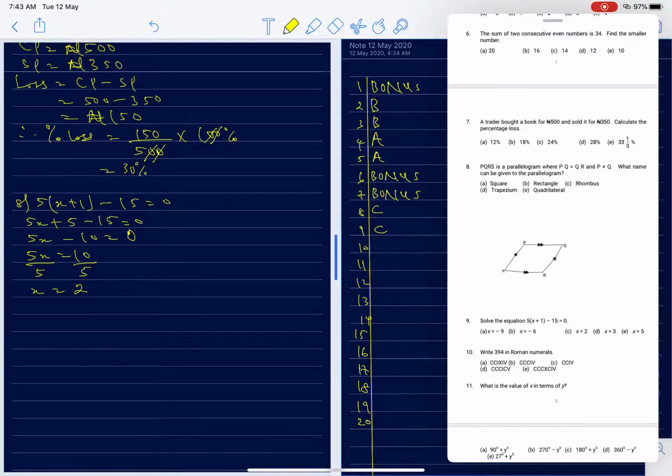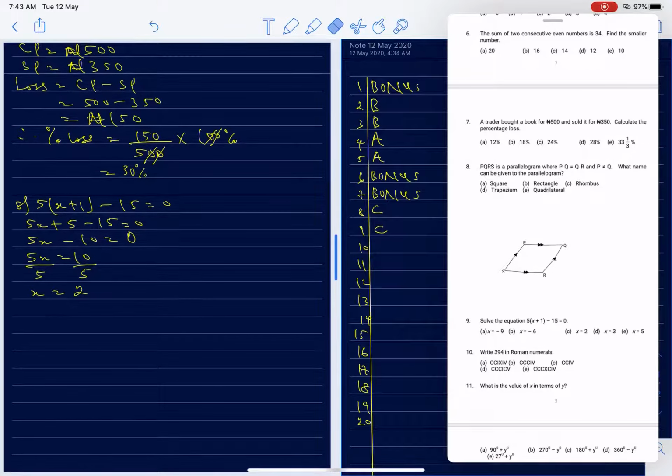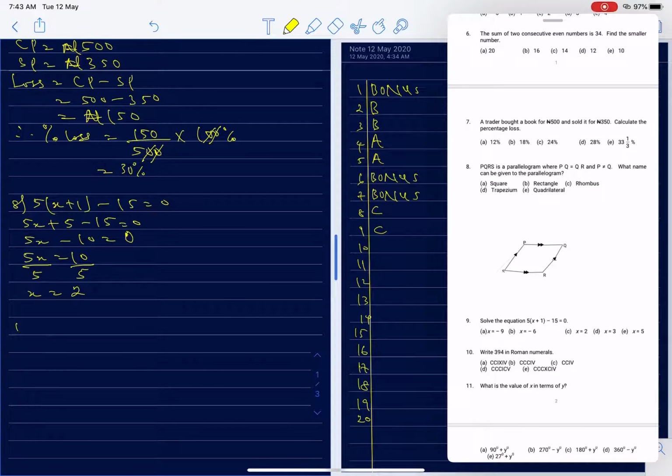Number 9 is C. Write 394 in Roman numerals. 394 is the same as CCC. That's 390, 90 is XC and 4 is IV. So that's CCCXCIV.